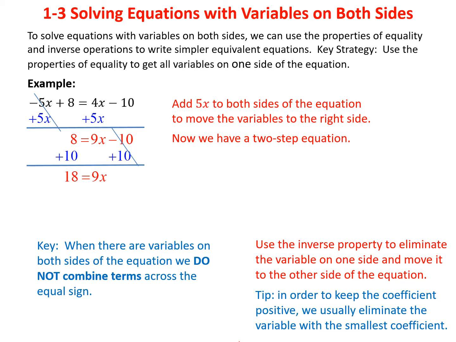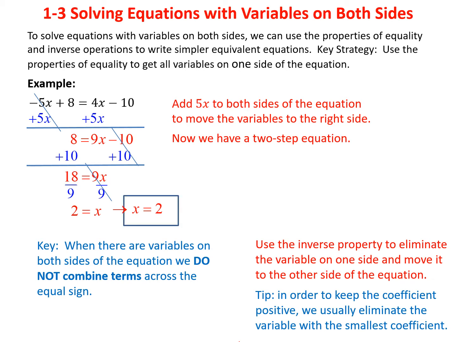Now we're going to undo 9 multiplied times x. We undo the multiply by 9 by dividing by 9, both sides again. Always have to do both sides. And we end up with 2 equals x, or I could flip it around and say, oh, that's x equals 2, and now we're done.